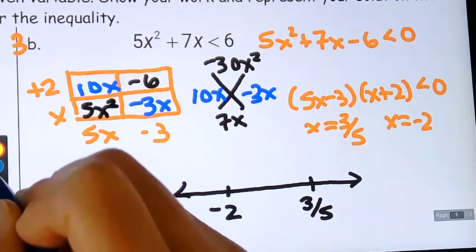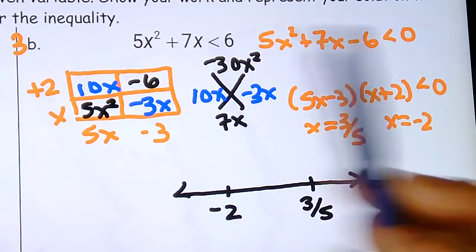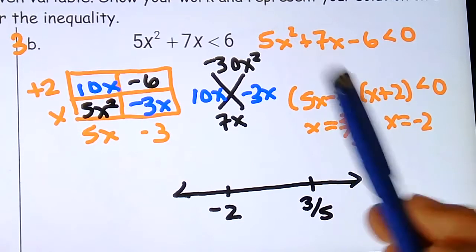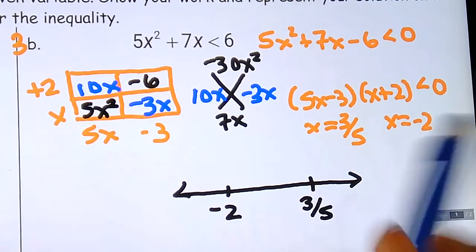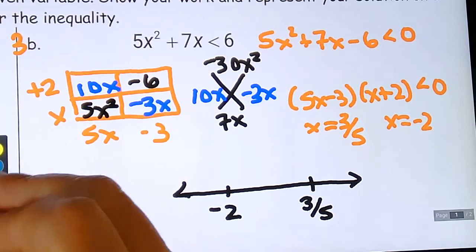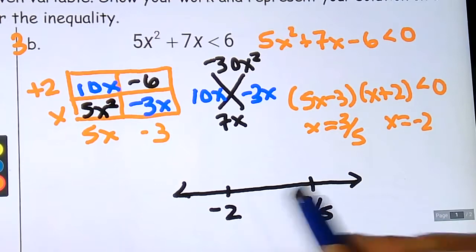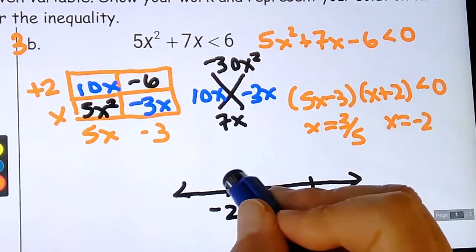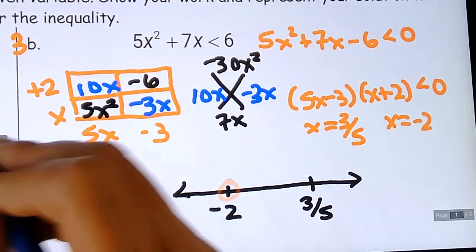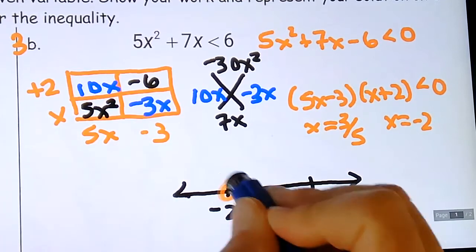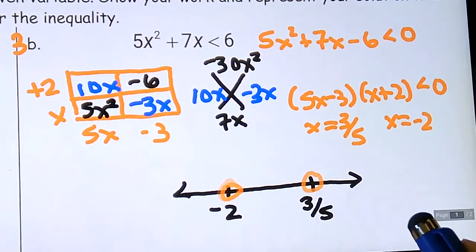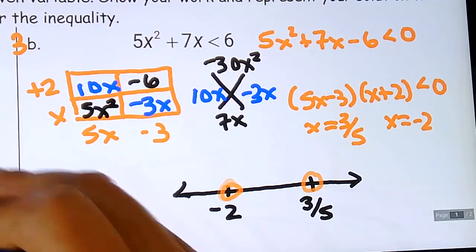And here, I'm going to do it in green. This is a parabola. And this is an open up parabola, okay? Right here at -2 and 3/5, this is what makes it 0. We want it to be less than 0. So these are going to be open circles. Here, I'm going to make it a little darker than that. This is going to be an open circle, and then I need to figure out where to shade.